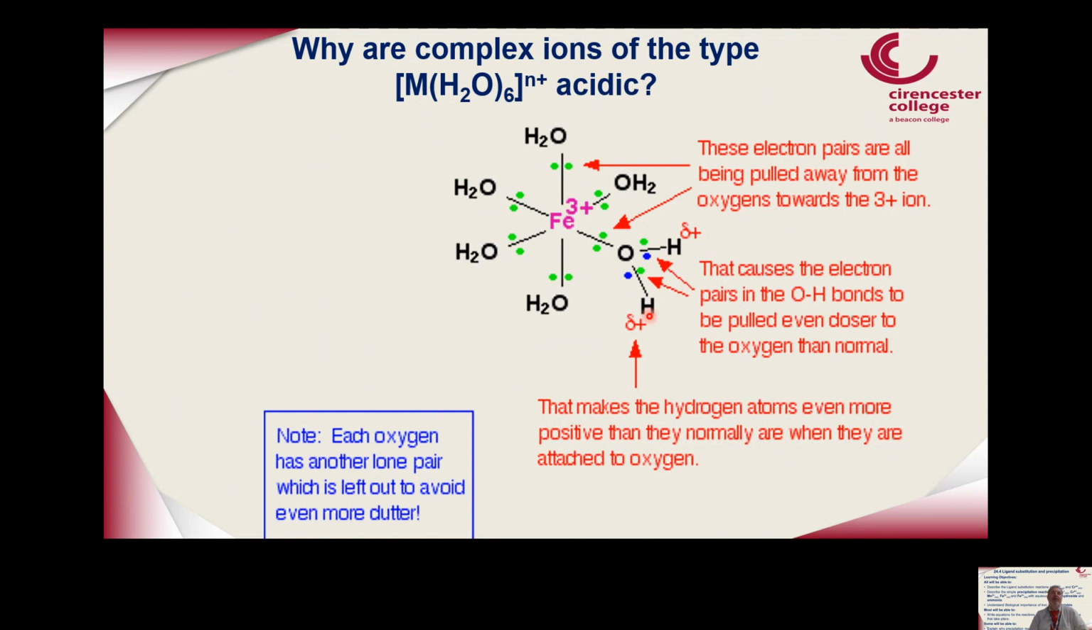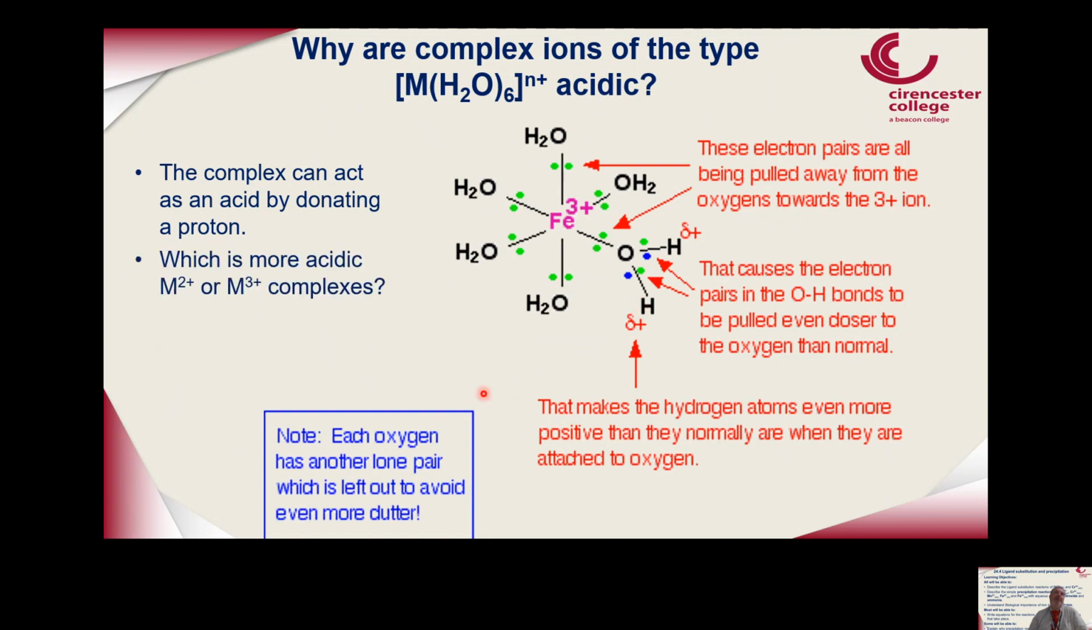Okay, so each oxygen has another lone pair. We've only drawn one lone pair on the water molecule. They've got another one, but if we drew that one, it would make it look even more messy. So the complex acts as an acid. It can donate a hydrogen, so these hydrogens can come off.